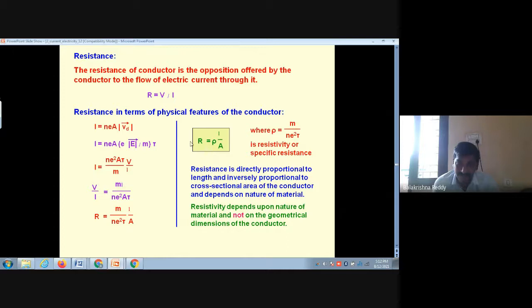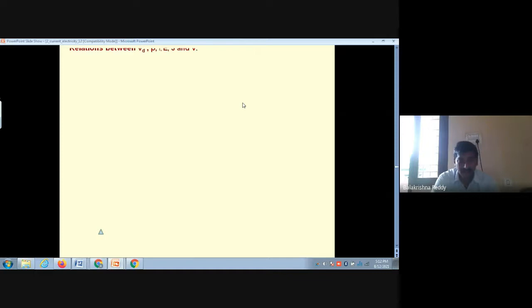The unit for resistance is ohm, whereas the unit for resistivity is ohm meter. Okay, I'll come back to that. First, let us see the most important factors in current electricity that we should know, as per the exam and as per the knowledge also.